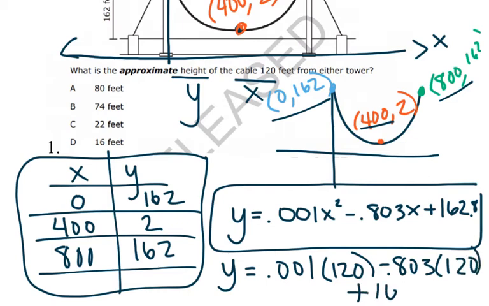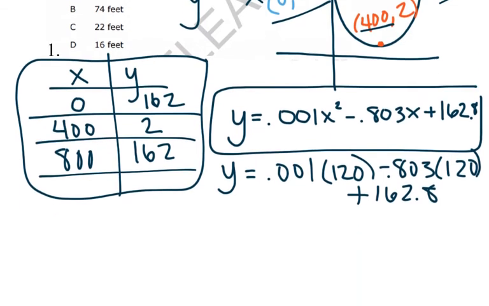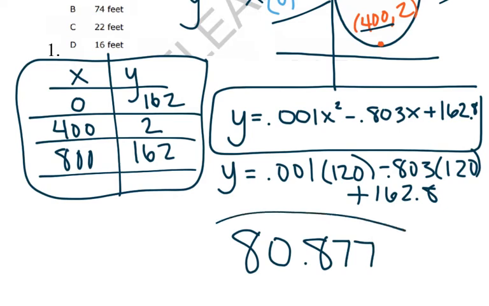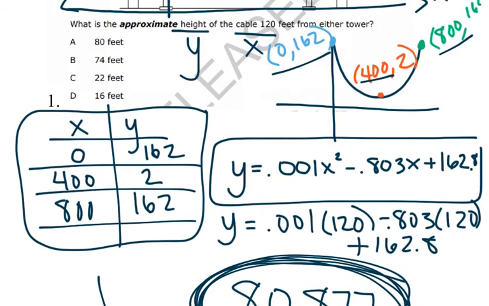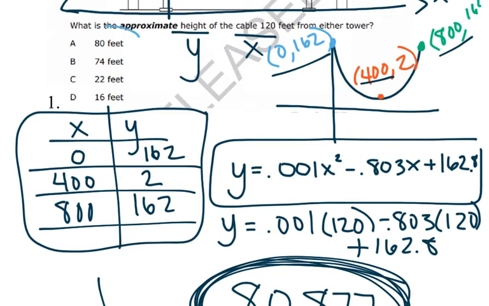Alright, so do this in your calculator, pause the video, and actually try it. So I found that the answer was approximately 80.877-ish. If you round it a little bit differently, that's fine. We should get pretty close to 80, 81. Alright, and if you look at answer choice A, you have 80, so answer choice A is the correct one.